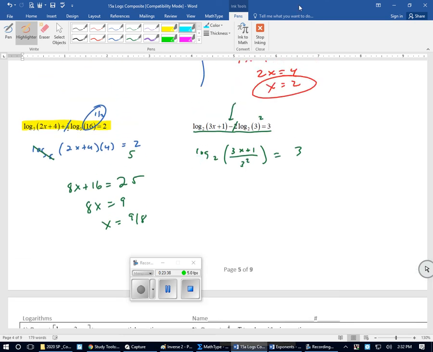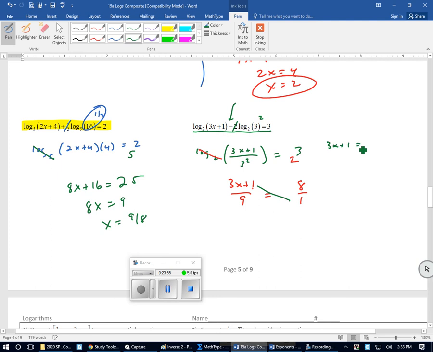Log base 2, I'm going to use a base 2, and that's going to cancel. Make sure you see where that 9 came from. If I use a base 2 here, I'm going to have 8 over 1. Cross multiplying, 3x plus 1 equals 72. x is 71/3.